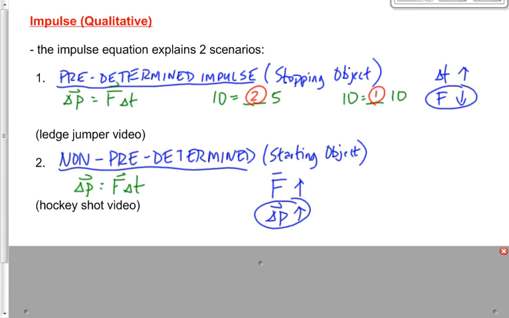And good form involves, in golf and in baseball, anything like that, follow through, right? When you follow through, what are you doing? You're increasing the time of contact between the ball and the club or the ball and the bat. If you increase F, it increases delta P. If you increase time, you also increase delta P. So what do you want to do? You want to hit it harder and you want to hit it longer. You want to be strong and you want to have good form. All right?